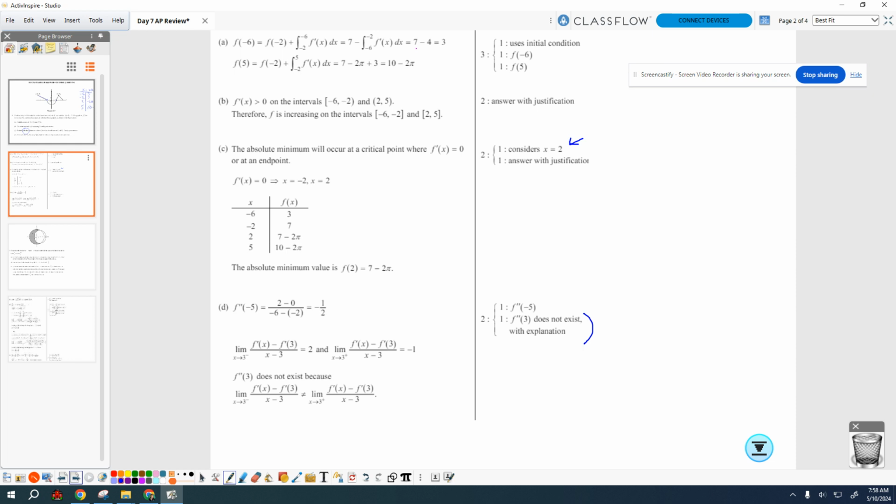I would say if you said because it's a corner, that's fine, because corner kind of means that the slope from one side and the other is not the same. And again, I'll be able to tell you more detail on June 12th, what they actually want. That's when grading starts, yay!